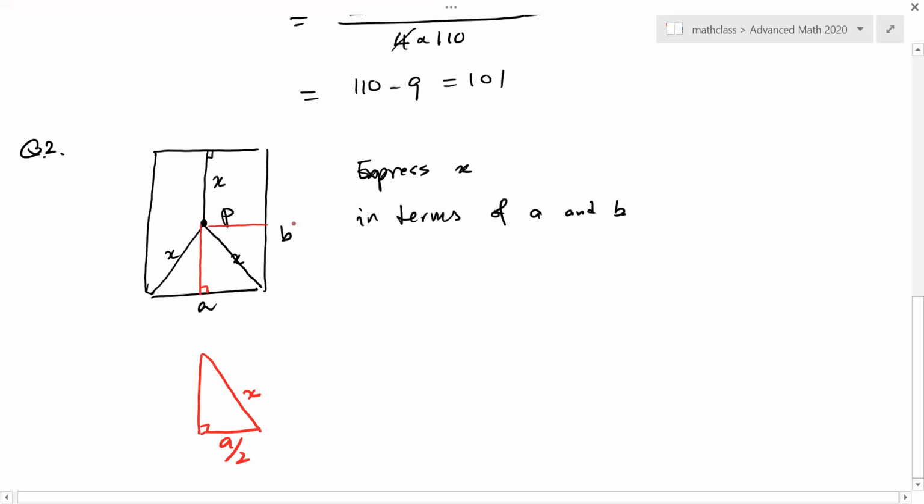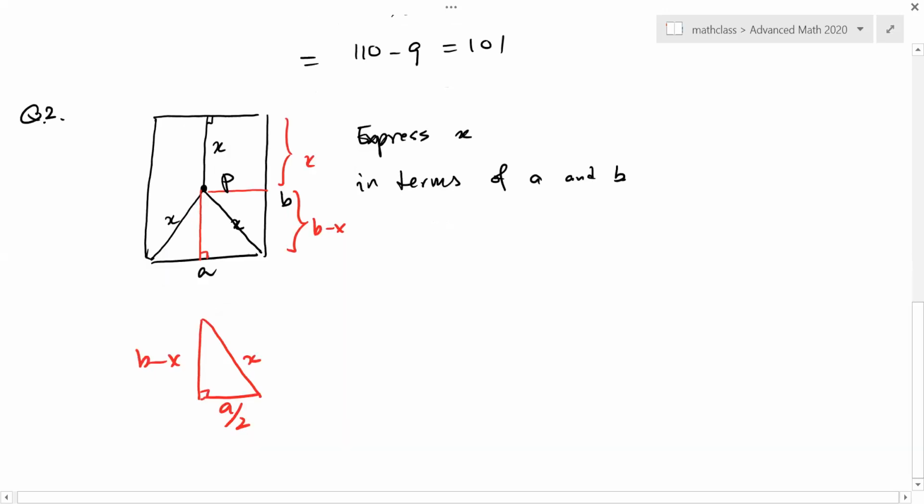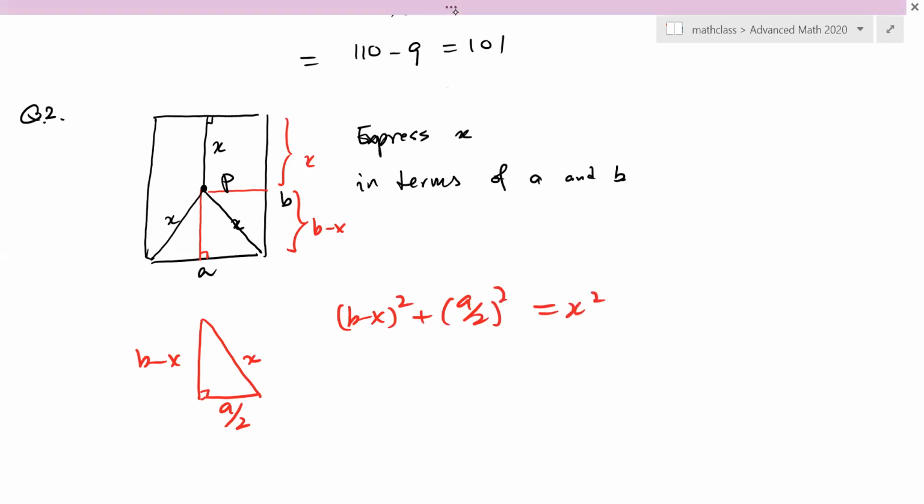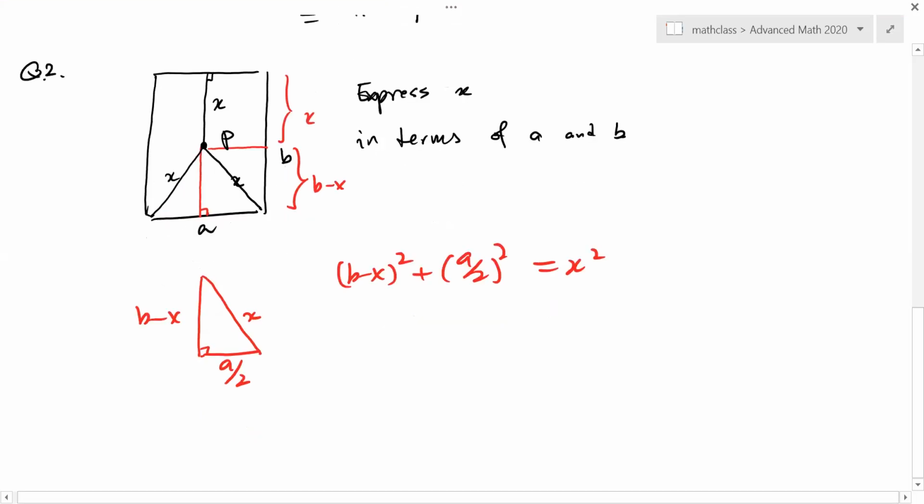You can draw this line here. So this is x, and there's a whole line b, so this will be b minus x. So b minus x, right? Once you get that, then apply the Pythagorean theorem: (b minus x) squared plus (a over 2) squared equals x squared. So let's solve this equation, and it's easy.